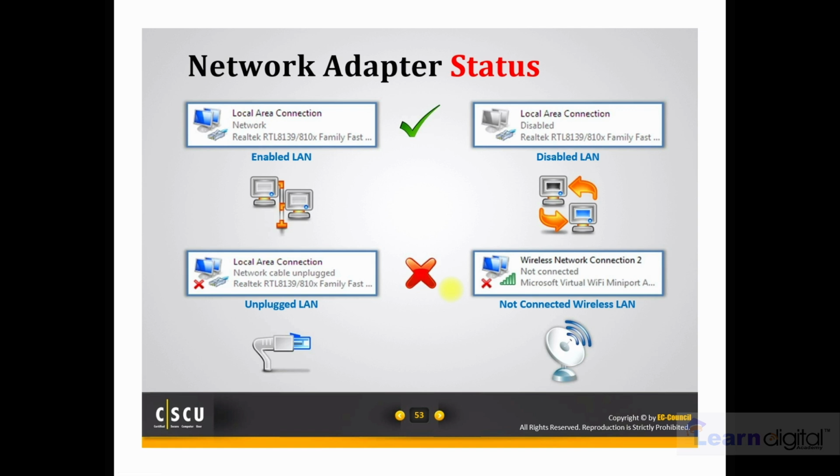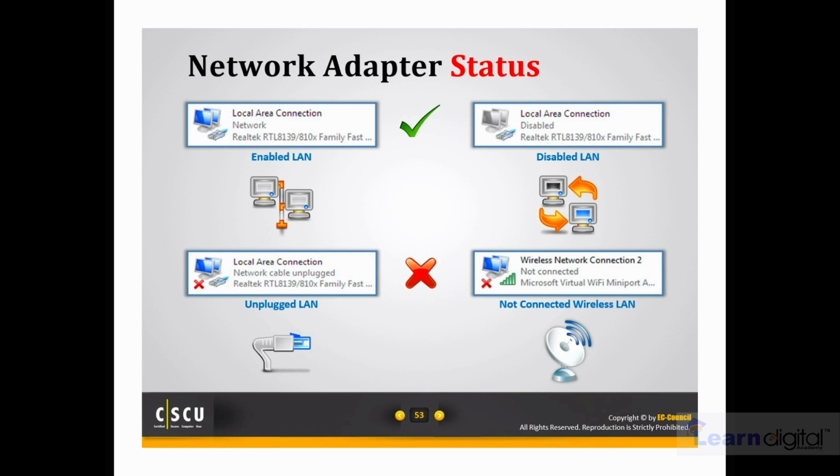So how will you get the status of network adapters? You can see that if it is connected, then you can see it is enabled LAN. If it is disabled, you can check that. And if it is unplugged, then you will see the network cable unplugged. And if it is not connected to the wireless network, it will show something like that.